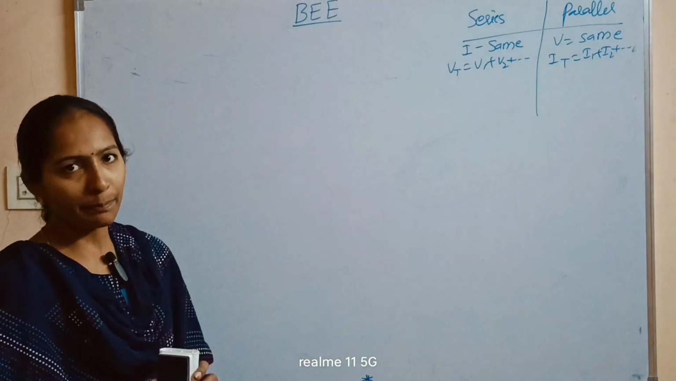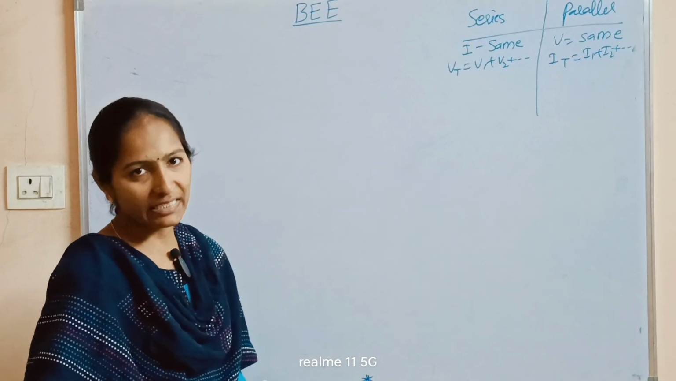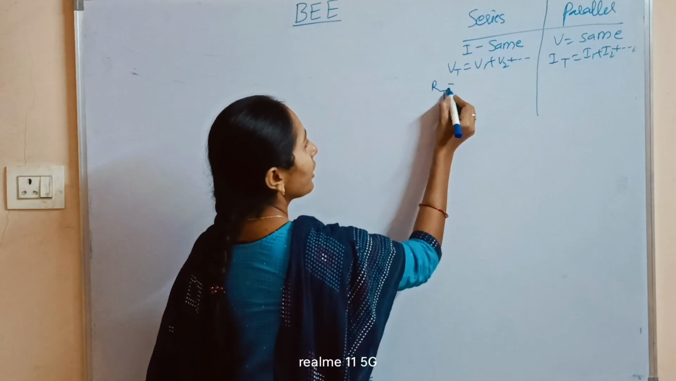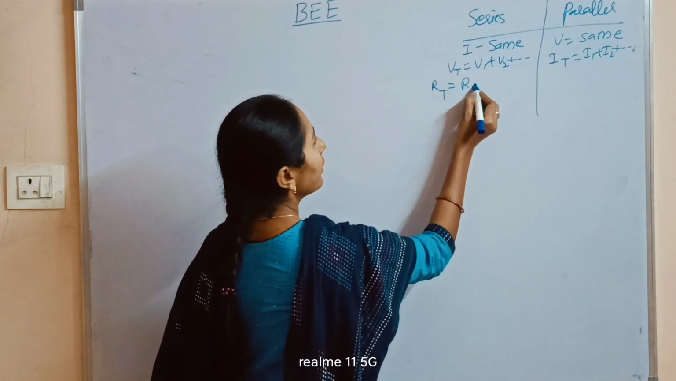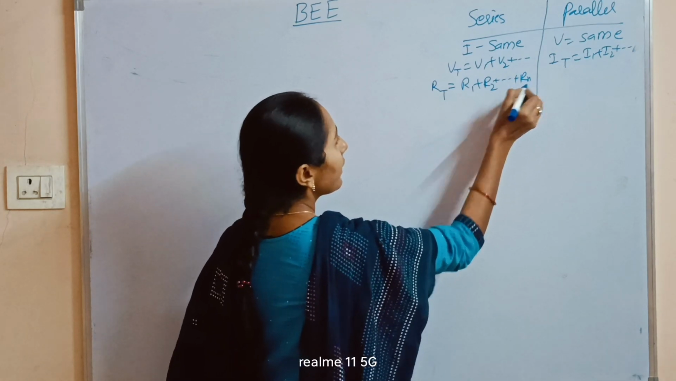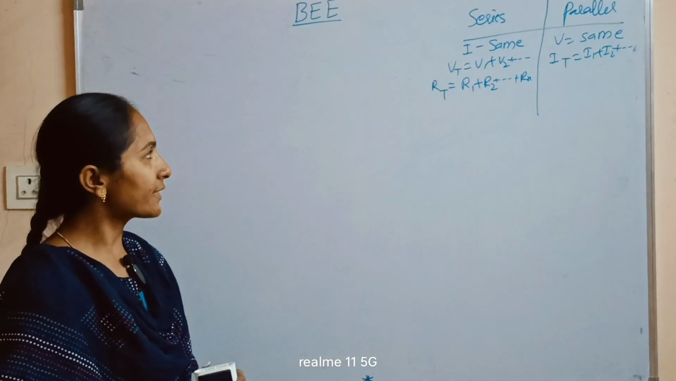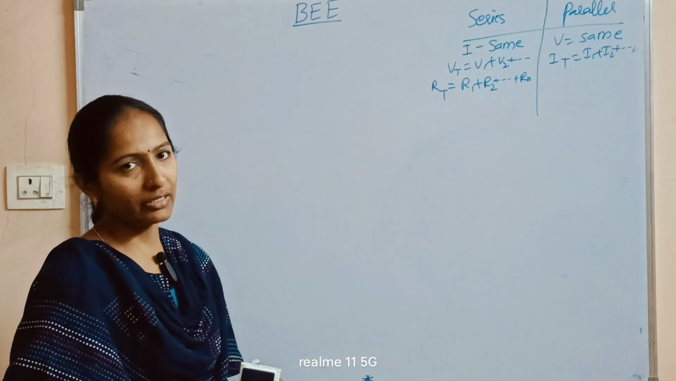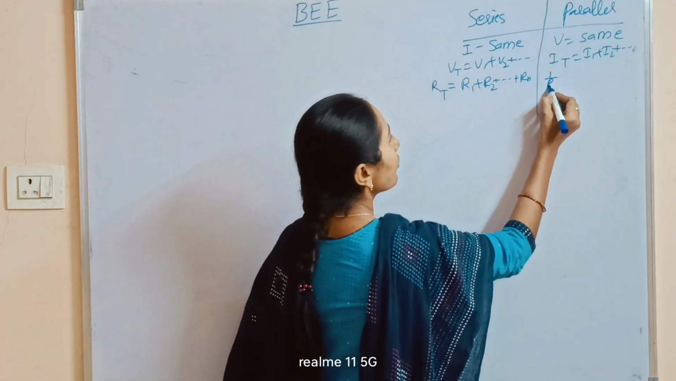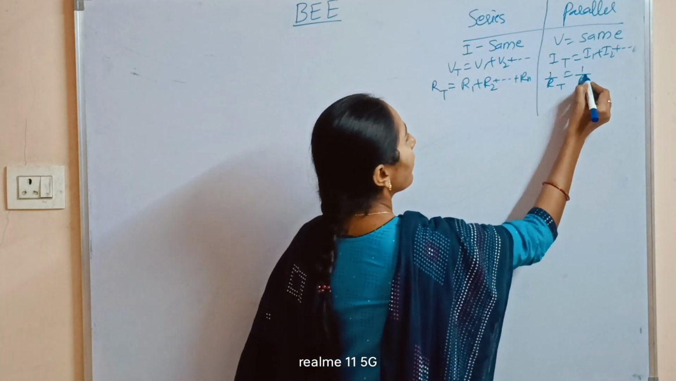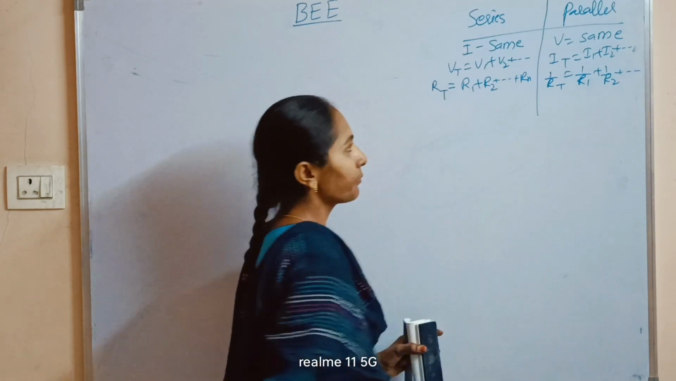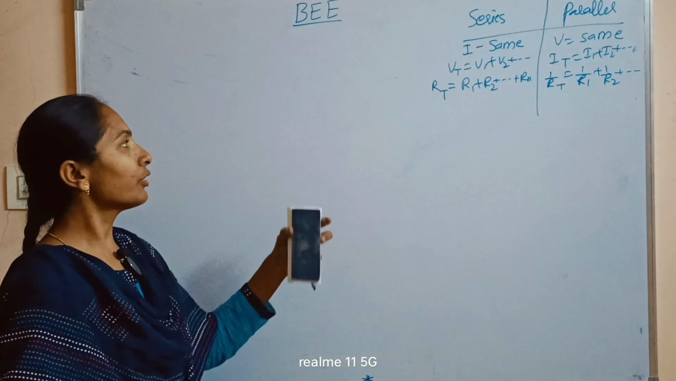Voltage, current completed. Now coming to resistance. In series combination, R total equals R1 plus R2 plus so on plus Rn. This is the total resistance in series connection. Now coming to parallel connection, 1 by R total equals 1 by R1 plus 1 by R2 plus so on.